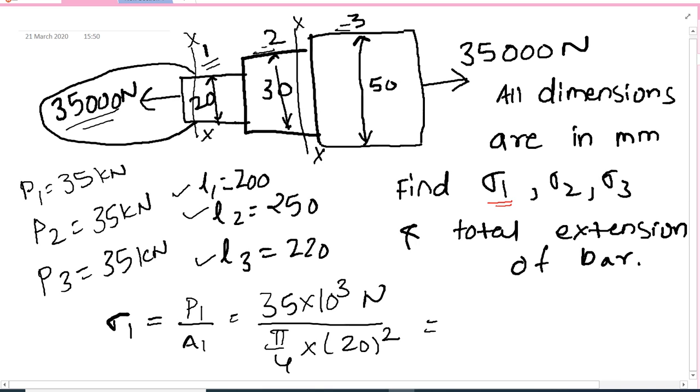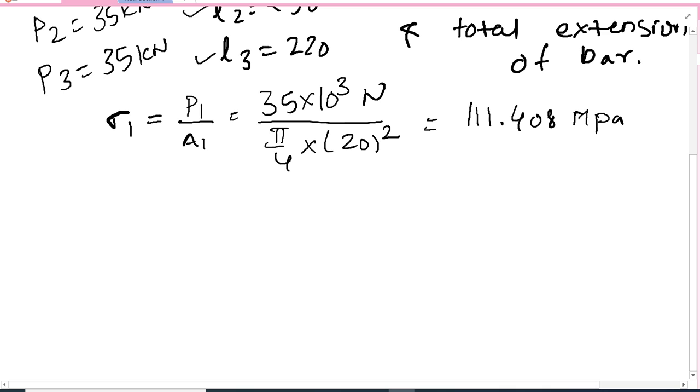Now the second one, the stress in this section you will get is 111.408 megapascal. Again, similarly calculate the stress as P2 by A2.